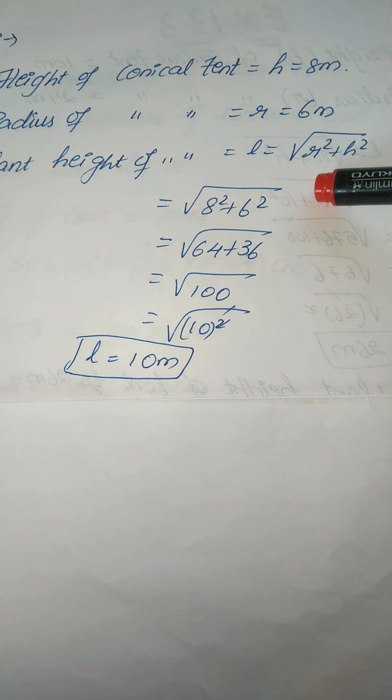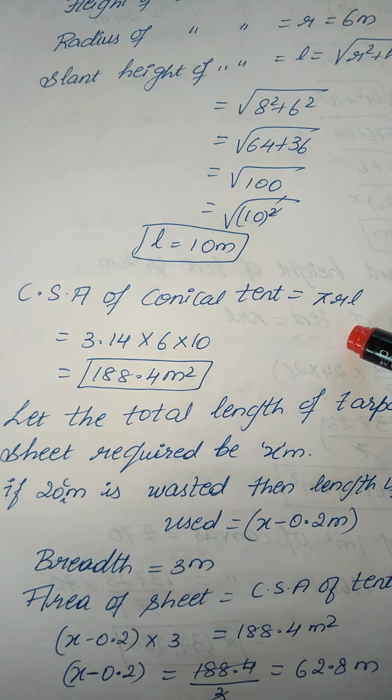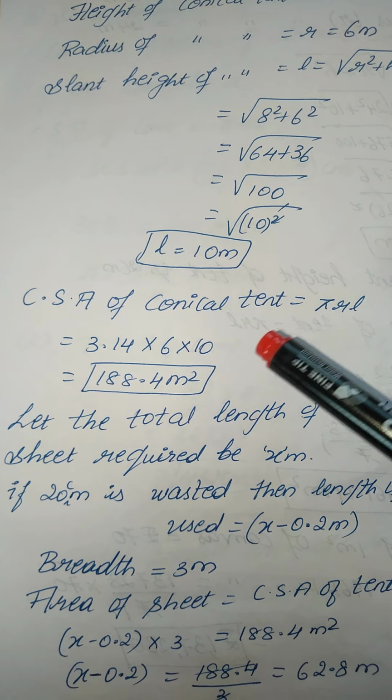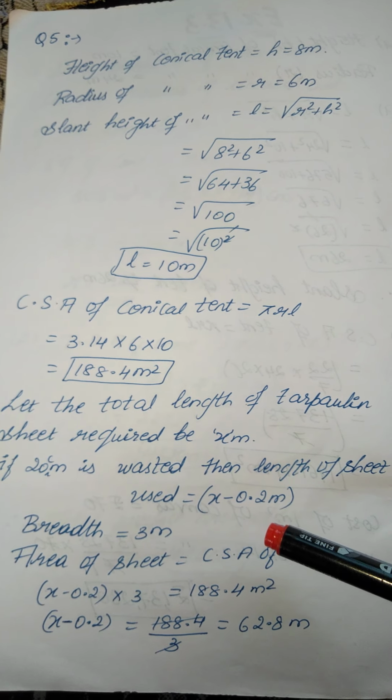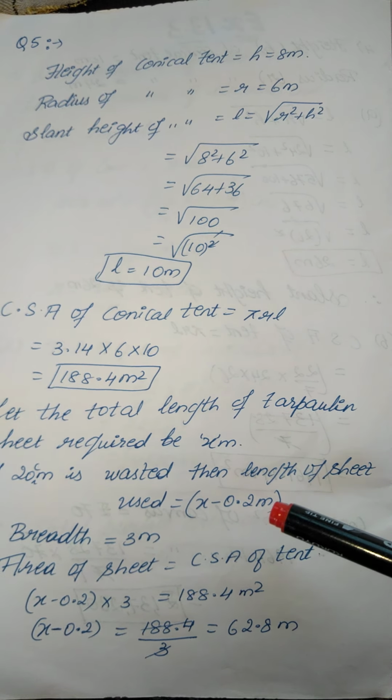Now what I should do means, I should find the CSA of the conical tent. CSA is pi RL formula. I know they have said to take pi value as 3.14 and r is 6. L is 10 meters. Finally, I got 188.4 meters square. If I take total length of the tarpaulin sheet as x meters, they have said 20 centimeters is wasted. So centimeters when I convert into meters, it becomes 0.2 meters.